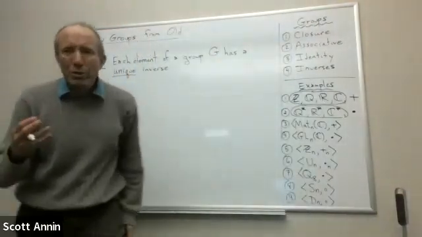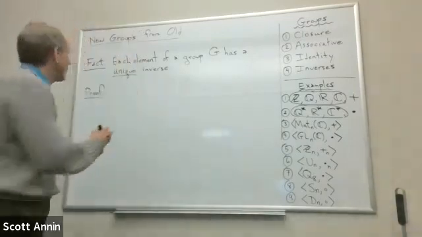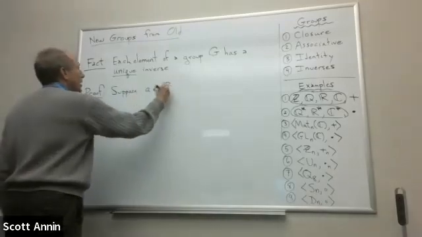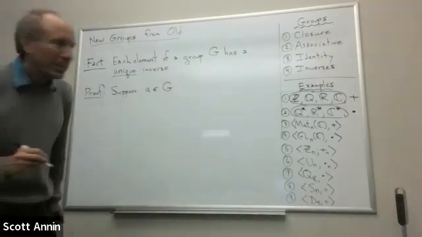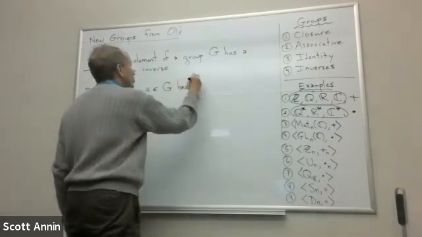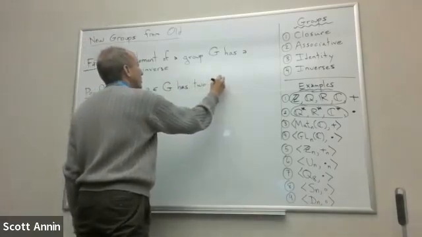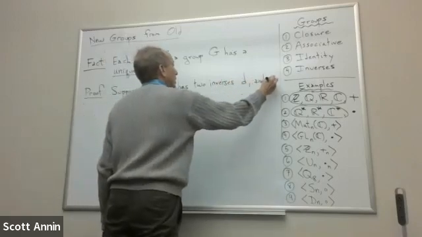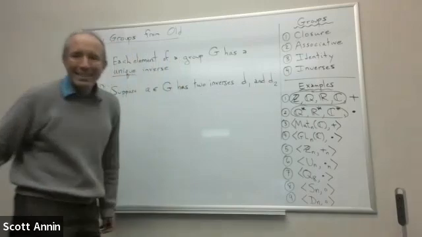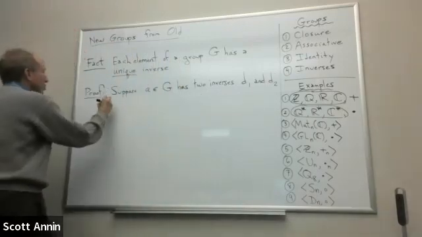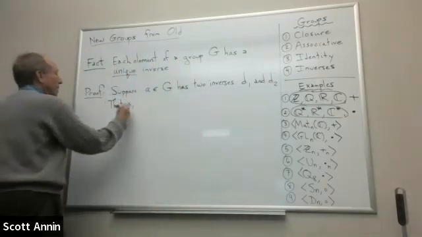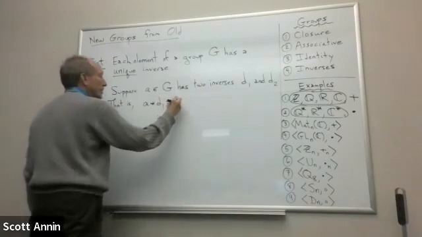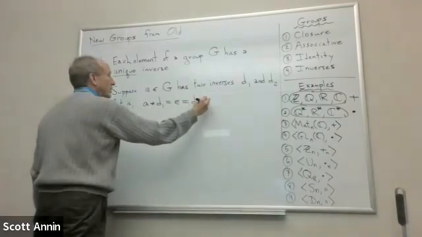And of course, the way we prove uniqueness is we suppose that there are two of them. Suppose that we have an element, I'll call it A, in my group G, that has two inverses. Let's call them D1 and D2. This just means that A star D1 is equal to the identity, which is the same as D1 star A.